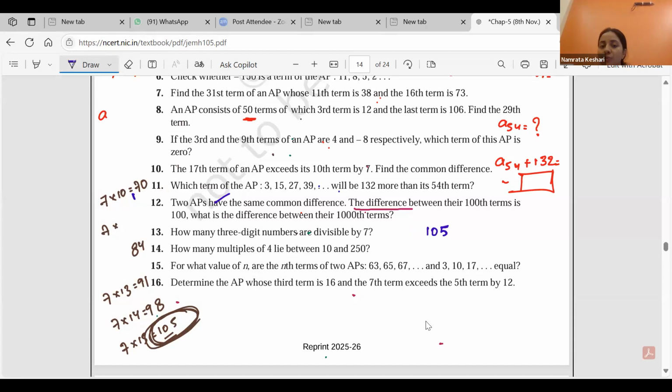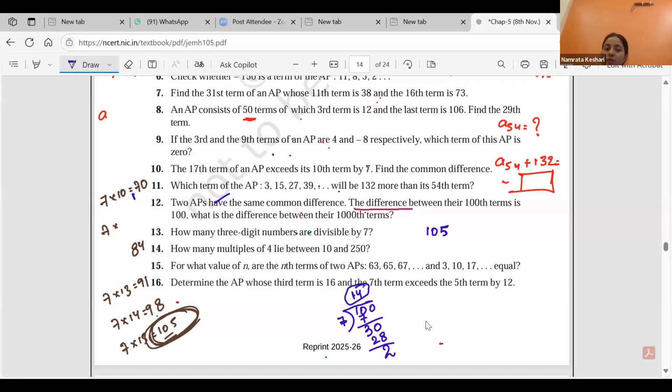3-digit number starts from 100. 100 is not divisible, 101 is not divisible, 102 is not divisible, 103 is not divisible, 104 is not divisible, 105 is divisible. You can also try dividing 100 by 7. That means 7 1 times 7, 7 4 times 28, and you are getting 2 as a remainder.